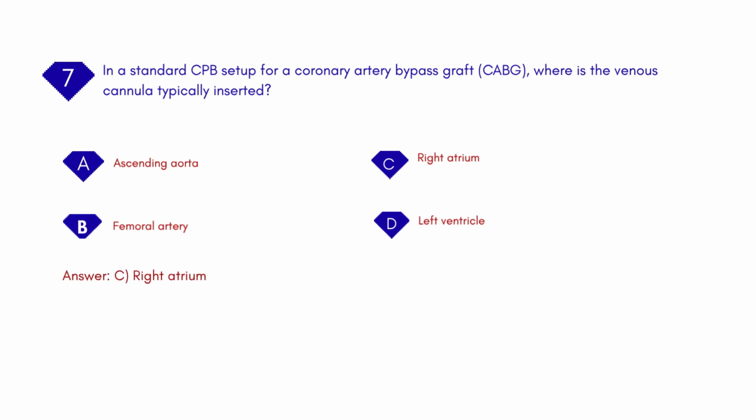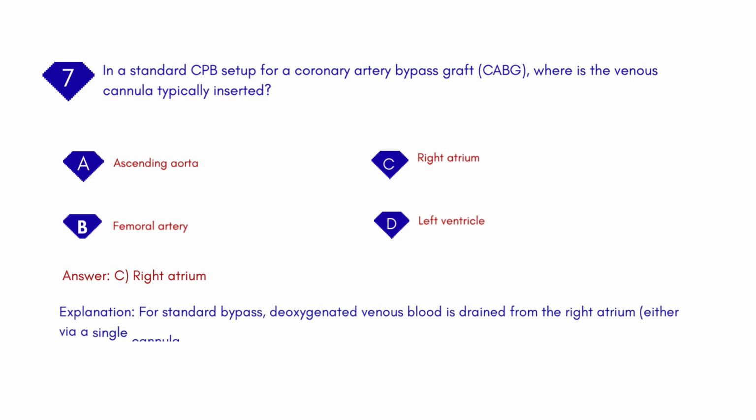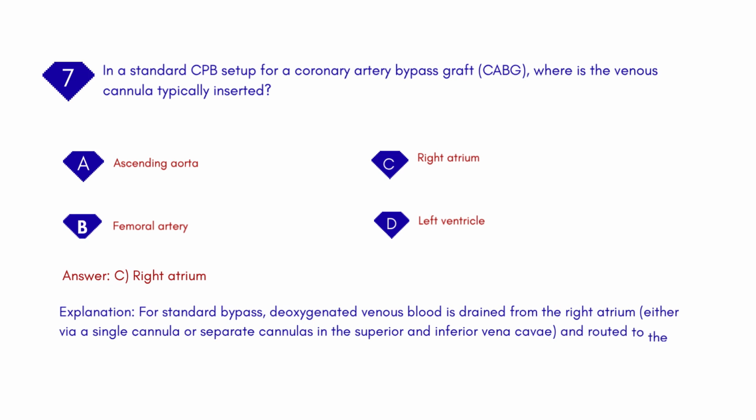Answer: C. Right atrium. Explanation: for standard bypass, deoxygenated venous blood is drained from the right atrium, either via a single cannula or separate cannulas in the superior and inferior vena cava, and routed to the CPB machine.